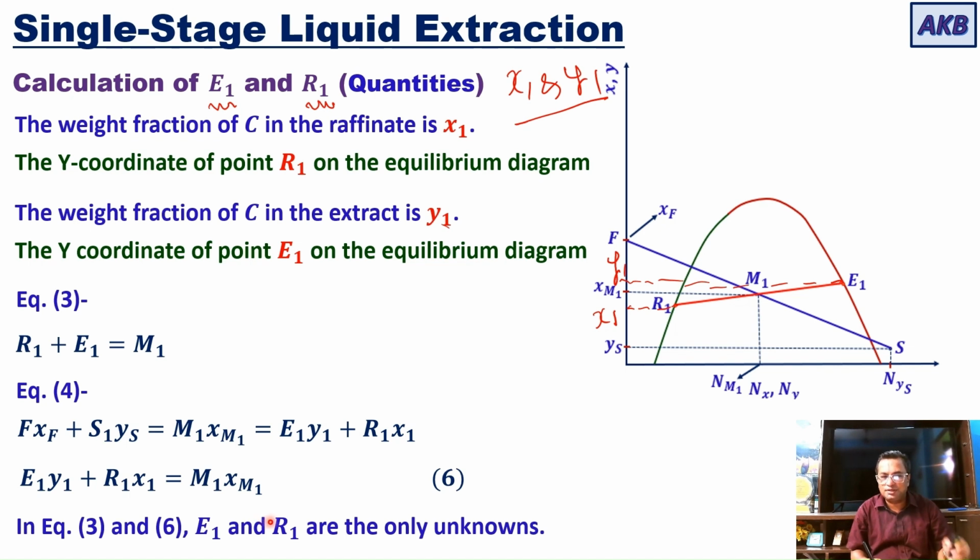But the point is, in order to do it, you need to know the values of x1 and y1. How are you going to get these values? You are going to get these values by using the diagram, by using the tie line that you have drawn through the point N. So I hope the calculations are clear to you. If you have any doubts, please mention them in the comment section.